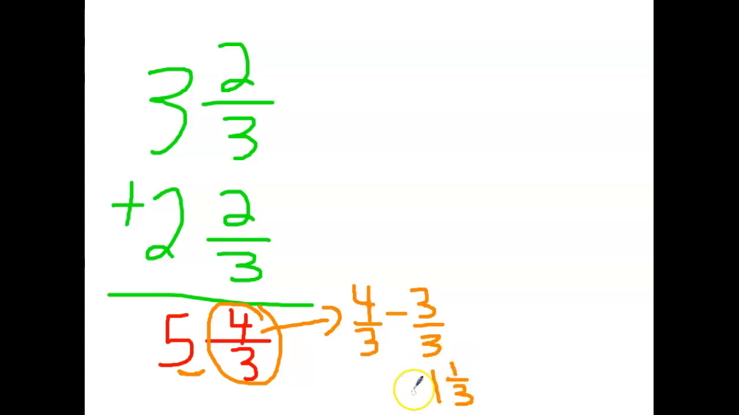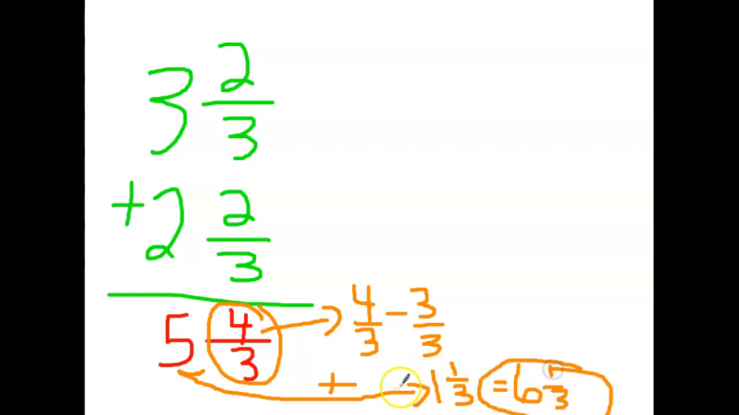But that's not your final answer. Now what you have to do is add back your whole numbers. So you're adding back this 5 when you did 3 plus 2. So we're doing 5 plus 1, which equals what? Great, 6. And then just bring your fraction over, 1/3 over. So that means my entire answer is 6 and 1/3. That is my final answer. All right, so let's do some more.